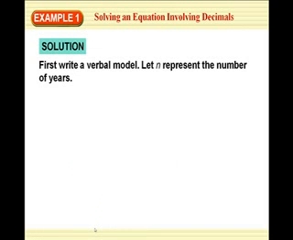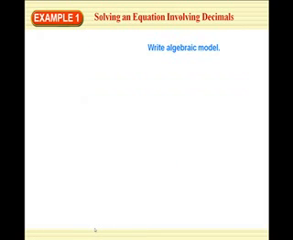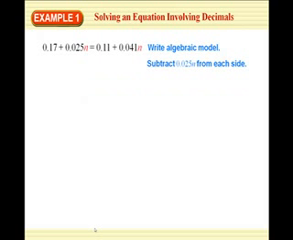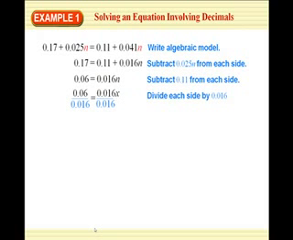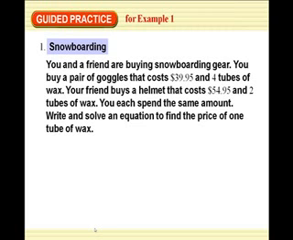Let's see if I got it right. Let's see if we set them up the same way. Look at that, we did. And then we subtracted. That's the same thing we did. Divided. There it is. So basically, it's just the same thing.